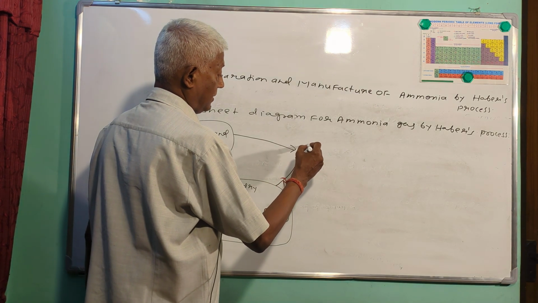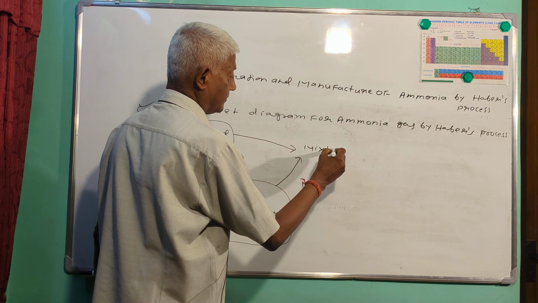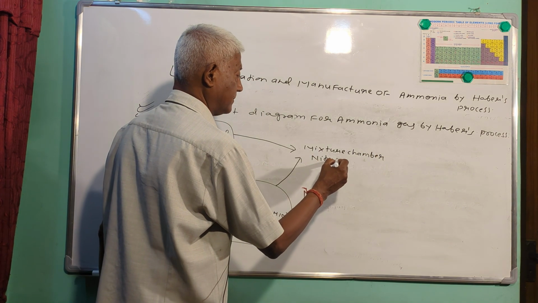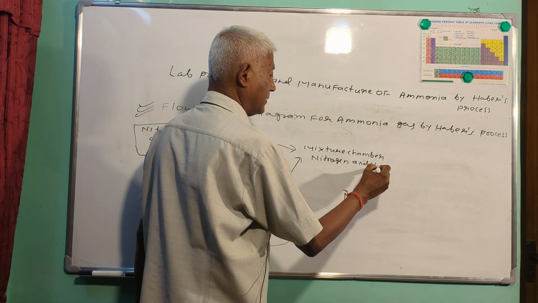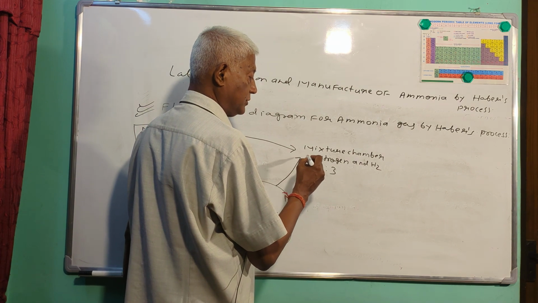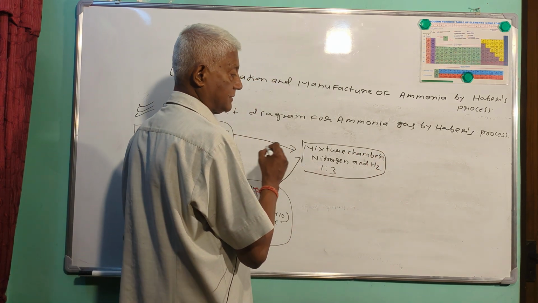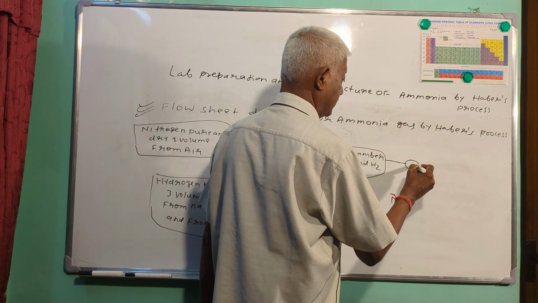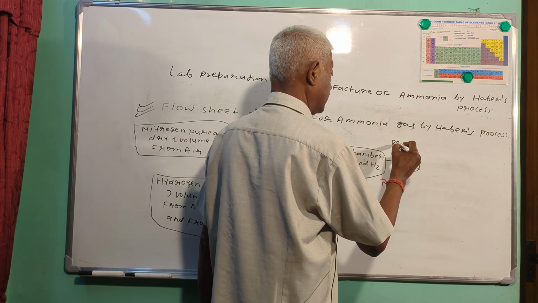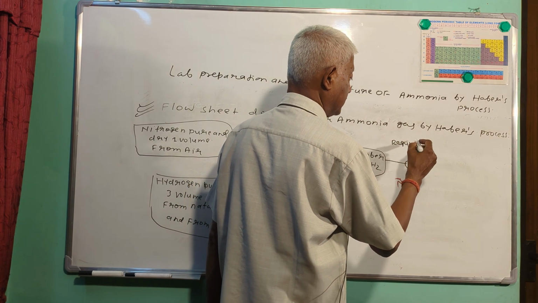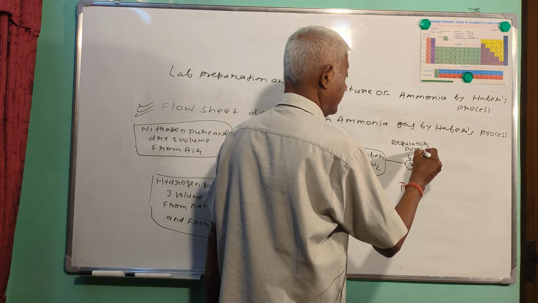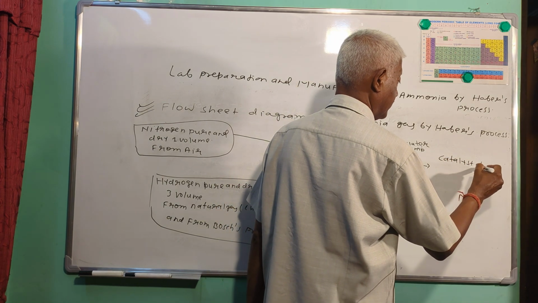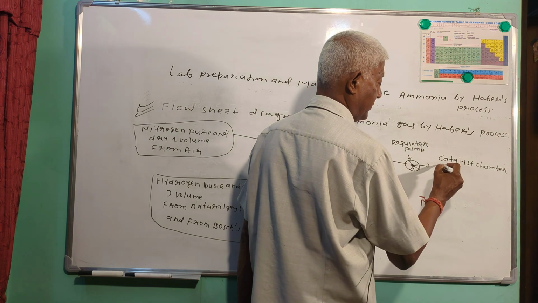Now, that is the mixture chamber. Nitrogen and hydrogen are mixed in the ratio of 1:3. Then there is the regulator, which you can call a pump. It goes to the catalyst chamber.